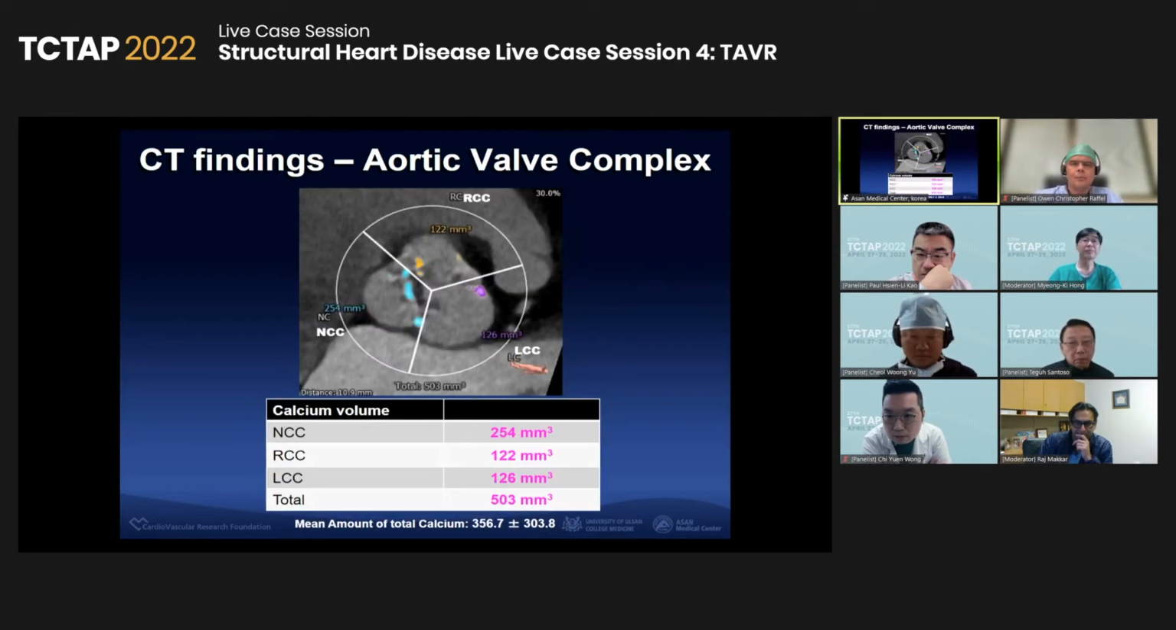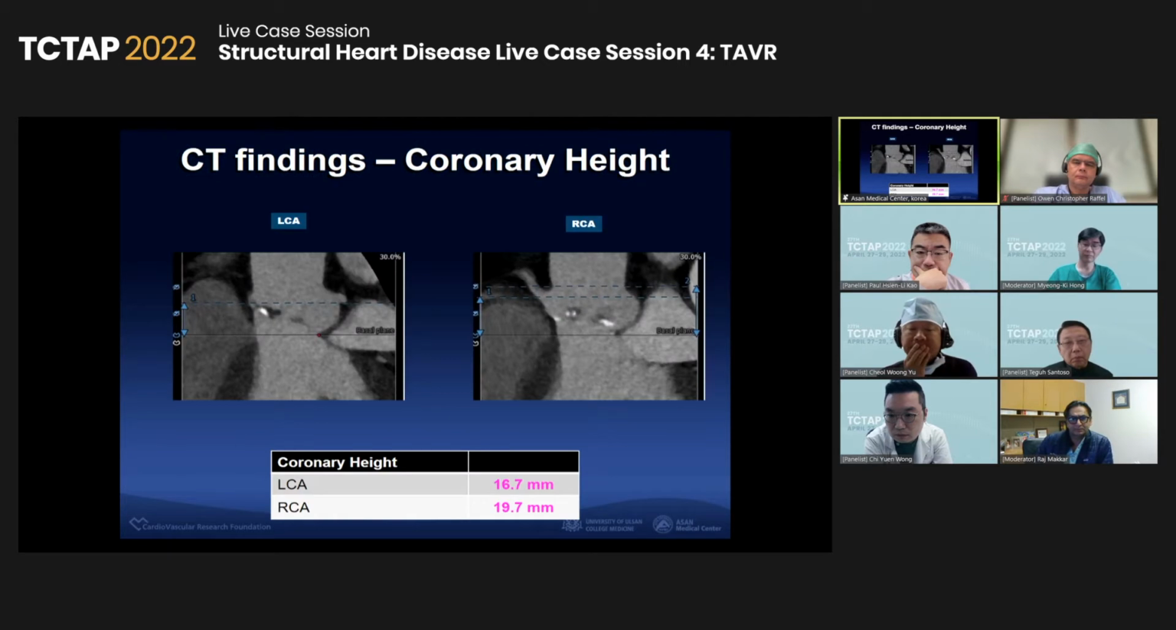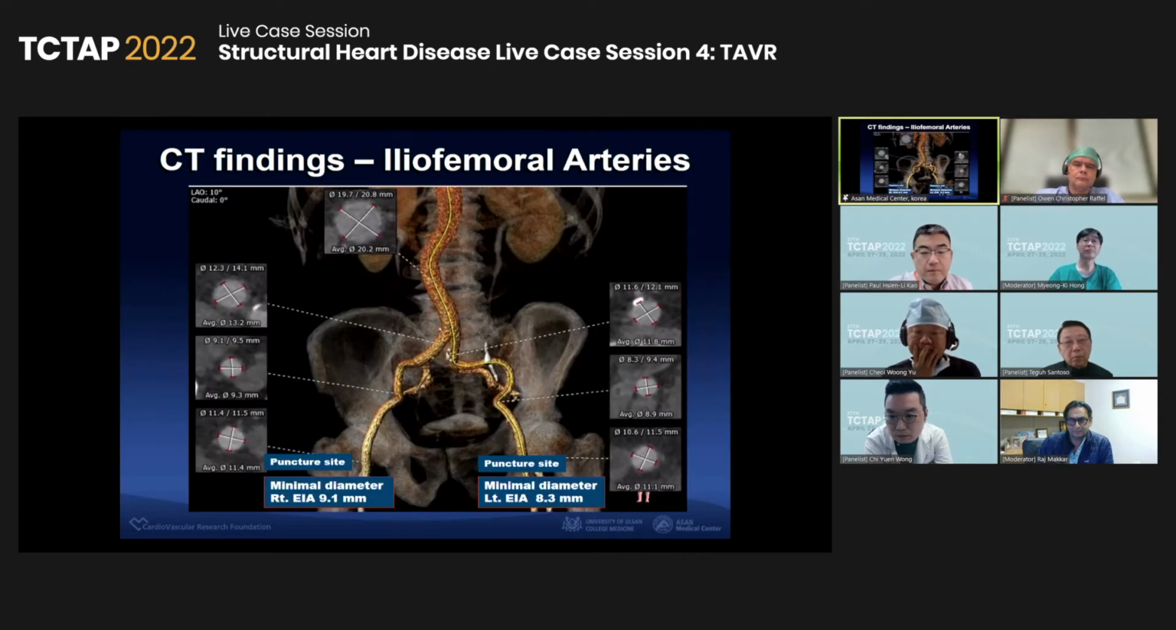We also analyzed the amount of calcium. The total calcium volume of this patient is 503, so it's quite a large amount. So we plan to pre-balloon before valve implantation. This is a longitudinal analysis of calcification in the aortic valve. His coronary height is more than 12, so it's quite enough for TAVR. This patient has large peripheral vessel size, large enough for a transfemoral approach.